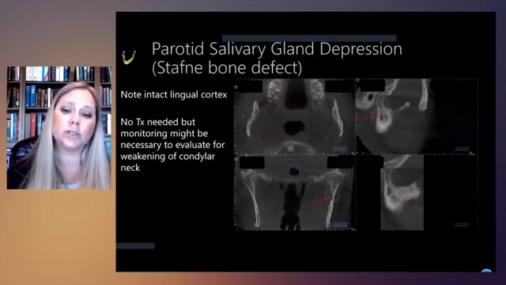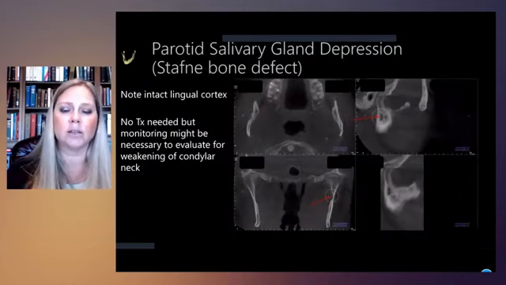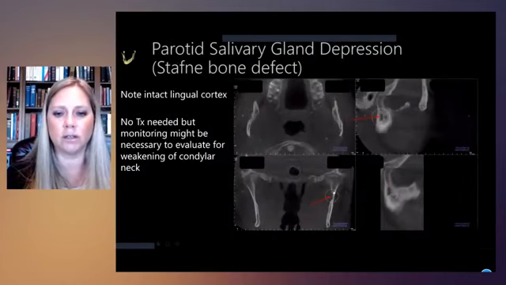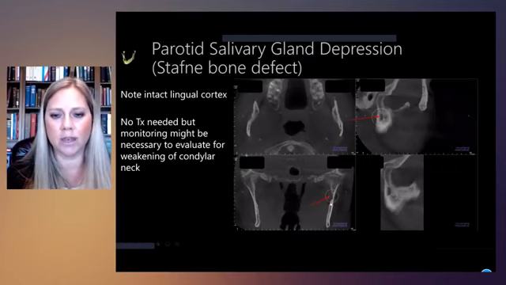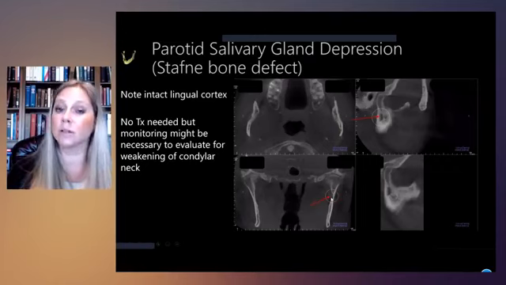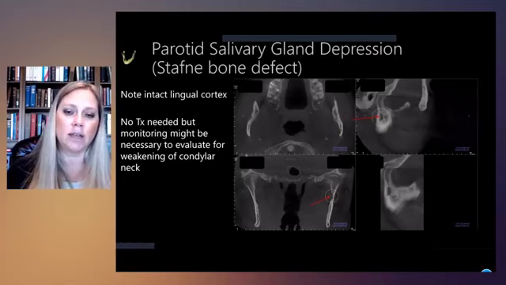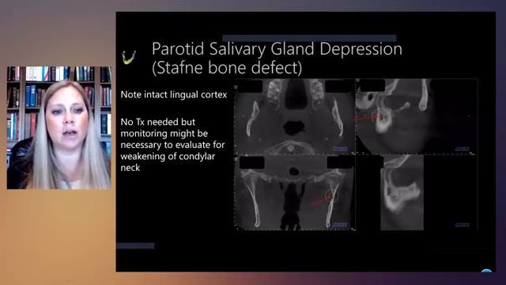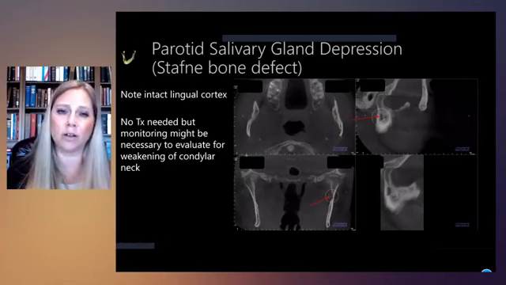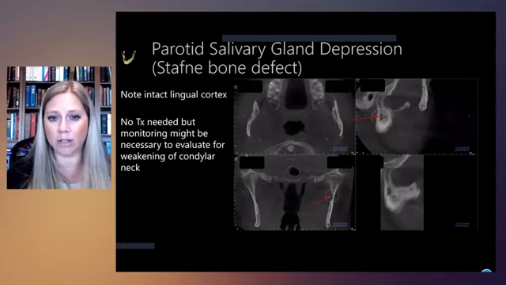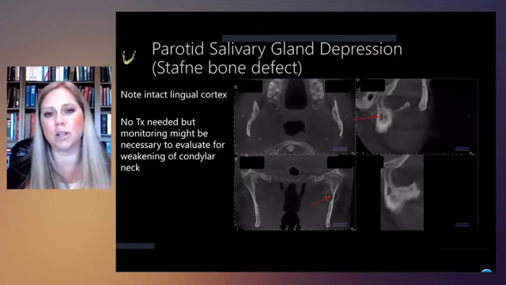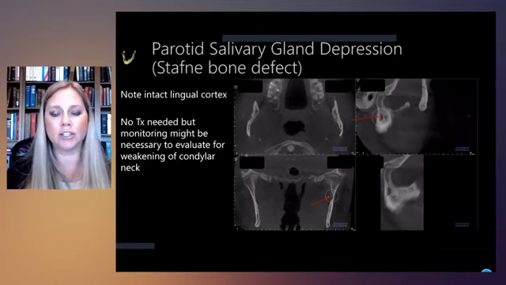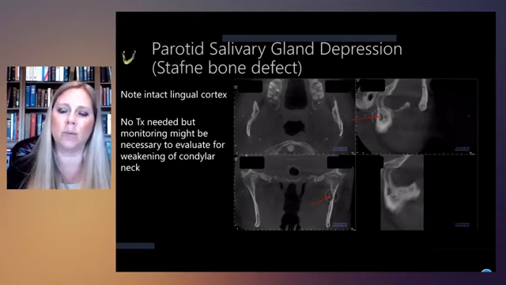And we can also see it from the tail of the parotid. So this is along the lingual aspect of the ascending ramus, or the neck of the condyle. Now, sometimes we're concerned about maybe weakening of the condylar neck, particularly in this region. This is something we can easily monitor, but again, there's really no treatment necessary for it. It's just that salivary gland tissue that's kind of pushing in on the bone.